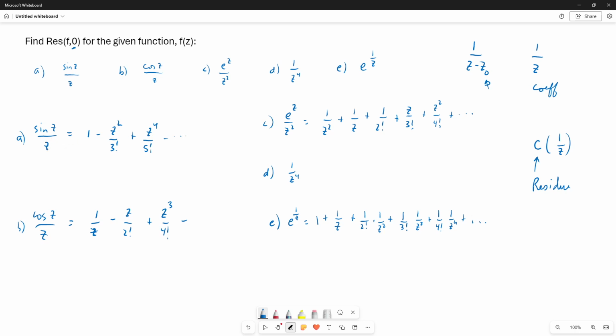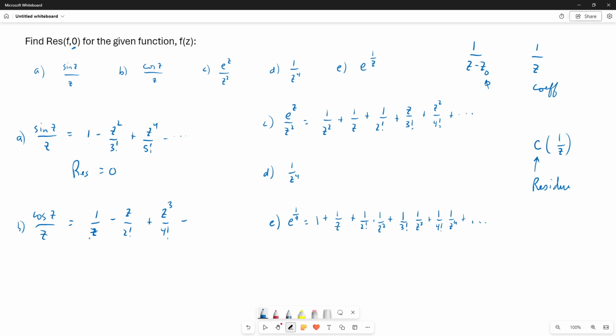In the first part, A, sine z over z, there is no term that has a z in the denominator. So we could think of the coefficient of 1 over z as being 0. So the residue is equal to 0.